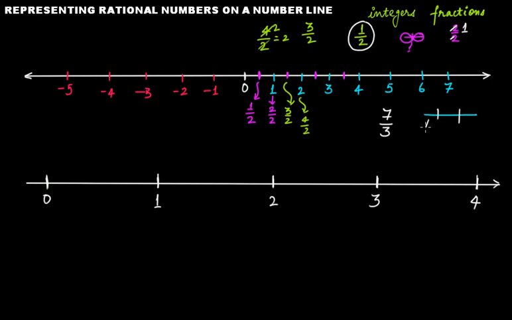Right? This is the first part, the second part, and this is the third part. This denominator tells you, so this 7 over 3 tells you to think that you have divided all these gaps, that is 0 to 1, 1 to 2, 2 to 3, 3 to 4, into 3 equal parts.